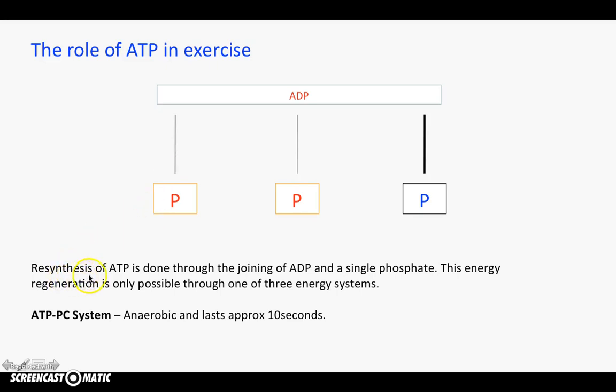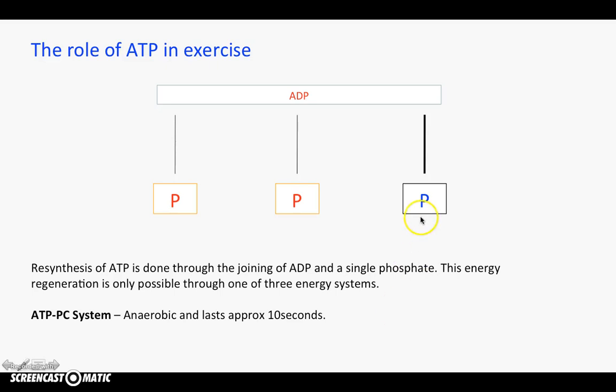We need to resynthesize it. So this is how it happens. So resynthesis of ADP is done through the joining of a single phosphate and ADP. This energy regeneration is only possible through one of the 3 energy systems, and this is the one we're going to do today, and it's the ATP-PC system. This is an anaerobic system, and this system lasts for about 10 seconds. So again, it's very short-lived.